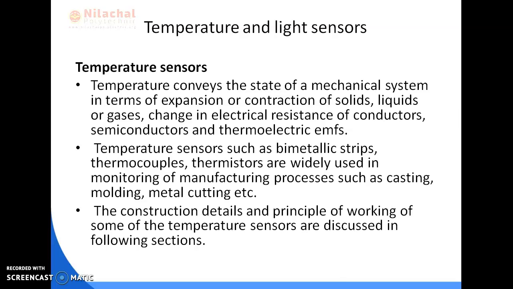Temperature sensors such as bimetallic strips, thermocouples or thermistors are widely used in monitoring manufacturing processes such as casting, molding, metal cutting, etc. The construction details and principle of working of some of the temperature sensors are discussed in this section.